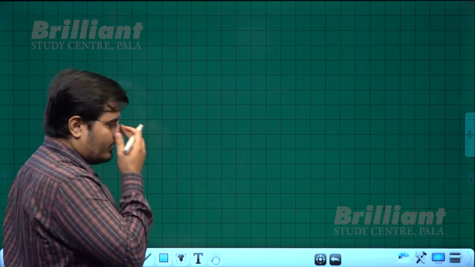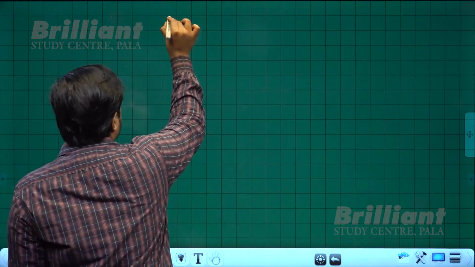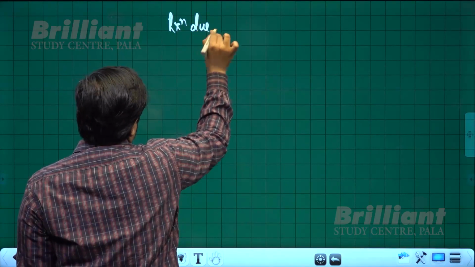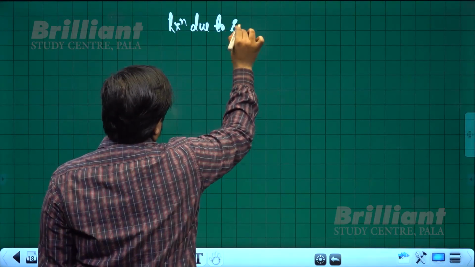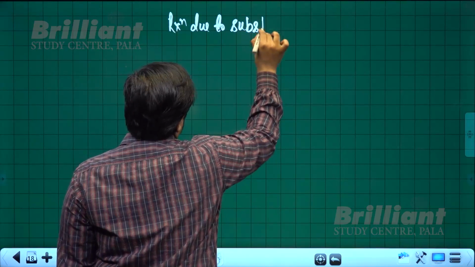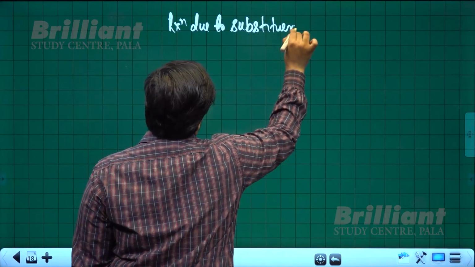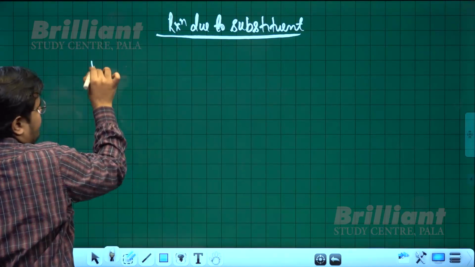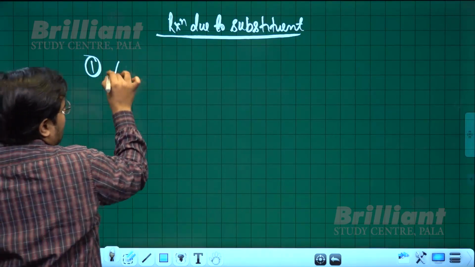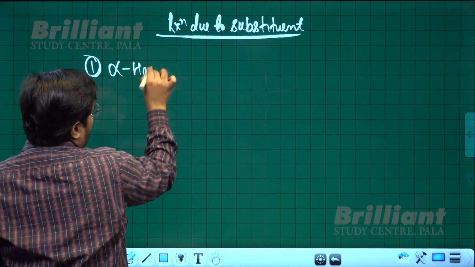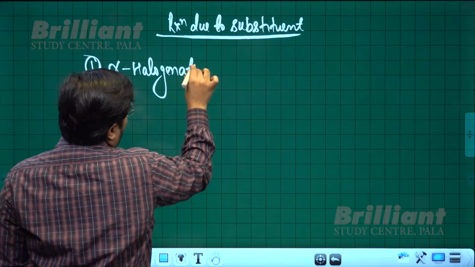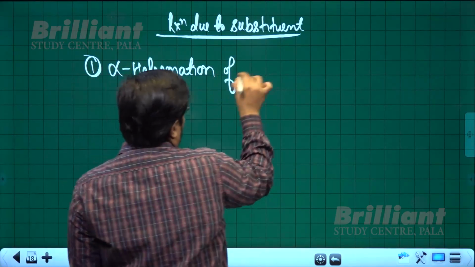So next we can do reactions due to substituent present. In this category, the first one that we will have is the reaction which is used for alpha halogenation of carboxylic acid.